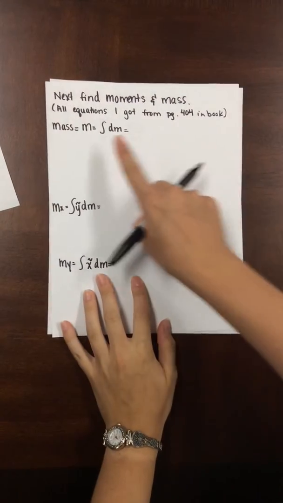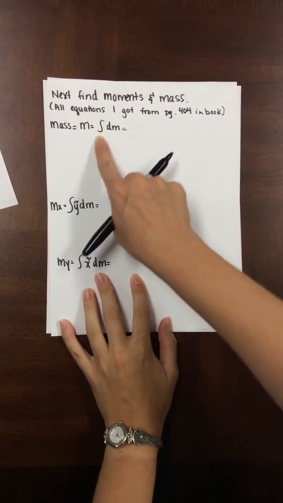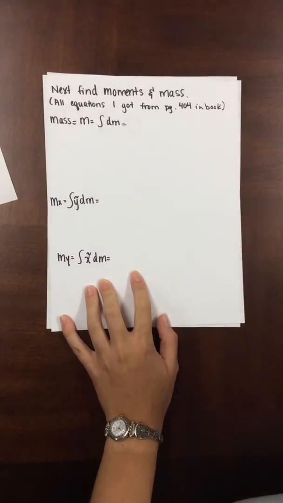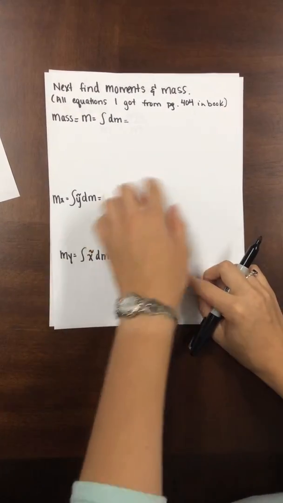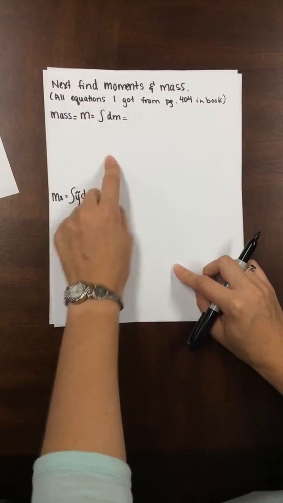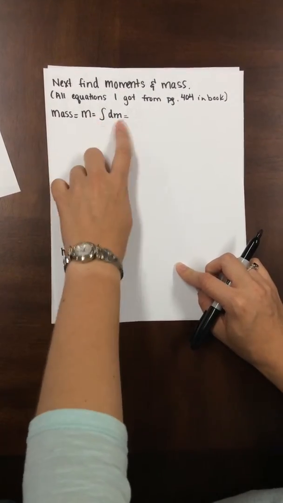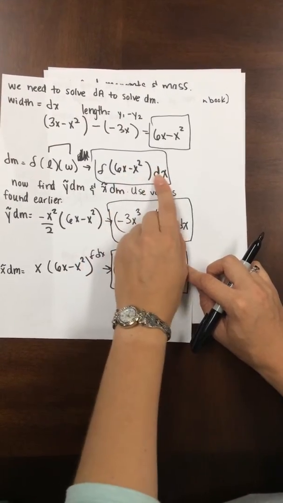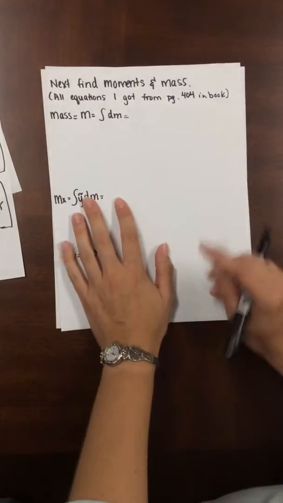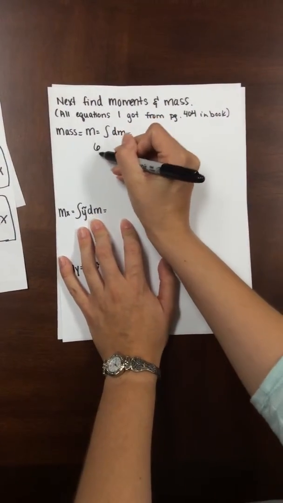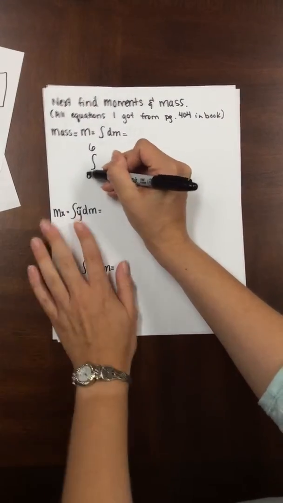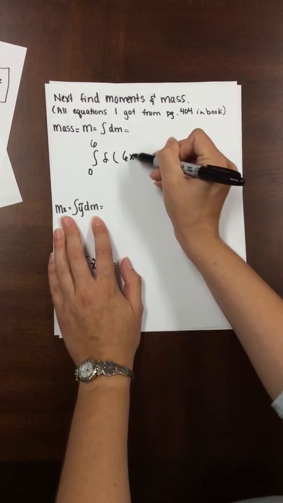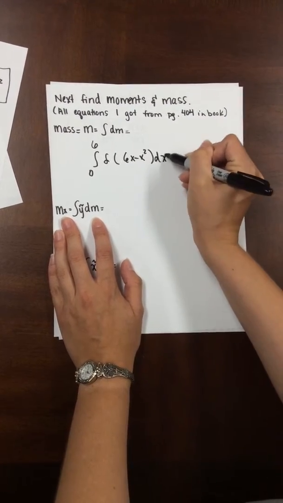All the equations for these: we have mass is equal to the integral of delta dm, we have moment of x equal to this, moment of y equal to this. All these I got from page 404 in my textbook. Let's start with mass. We know the mass is delta dm. We know that dm was just delta times 6x minus x squared dx. So we're integrating, remember, from 6 to 0, delta times 6x minus x squared dx.